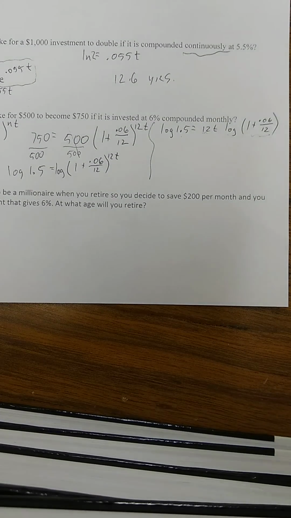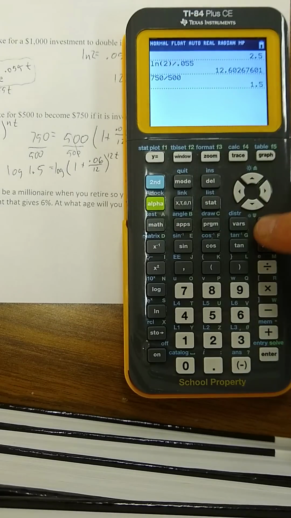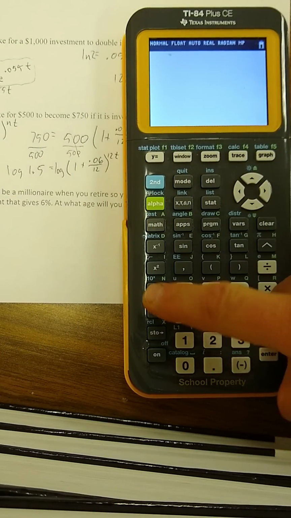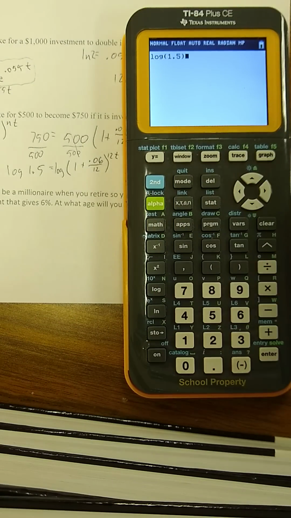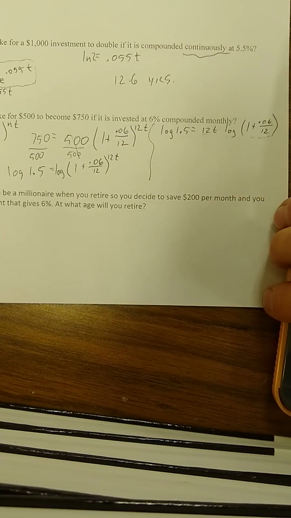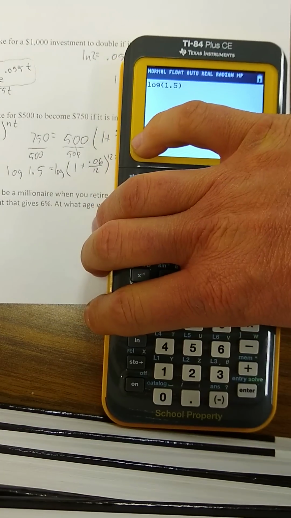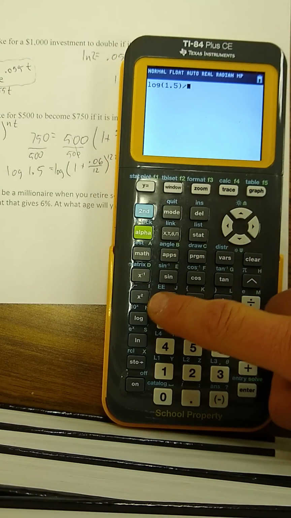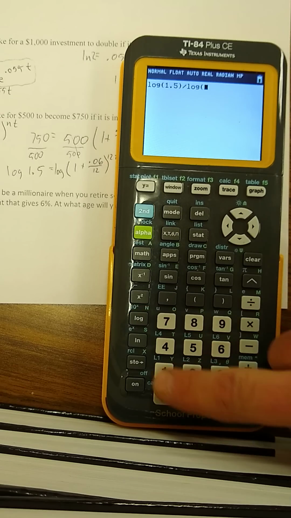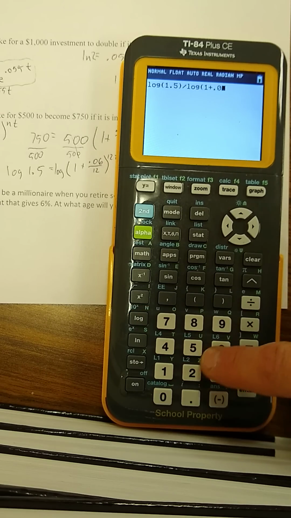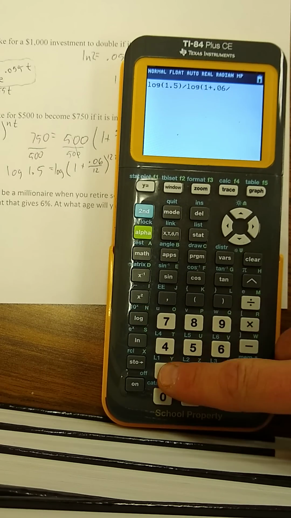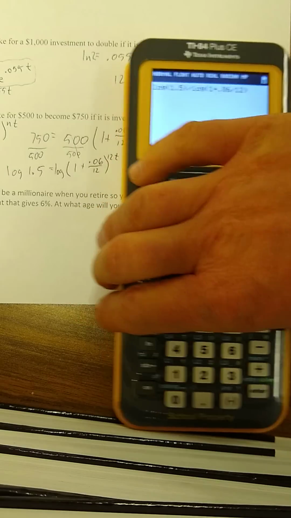So let's try it, see if we can keep it straight. On my calculator, I'm going to go log 1.5, and I'm going to divide by log of everything that's in the fraction, log of 1 plus 0.06 divided by 12. Make sure I have that right before I keep going.